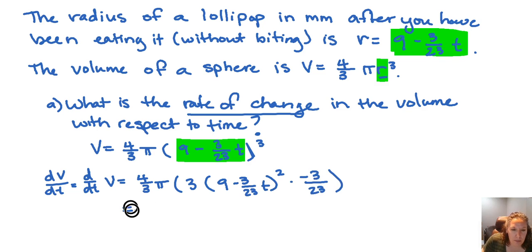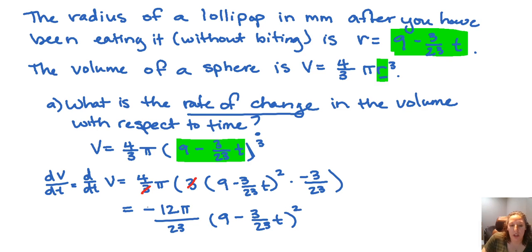All right, let's clean this up just a little bit. So we've got 4/3 times the 3 here is going to divide out. We can't do anything inside the parentheses here because it's raised to the squared power, so order of operations is we have to do that square first. So we've got 4 times pi times negative 3. That's going to be a negative 12 pi in the numerator. In the denominator, we have 23. And then we still have our parentheses, 9 minus 3 over 23t, quantity squared.